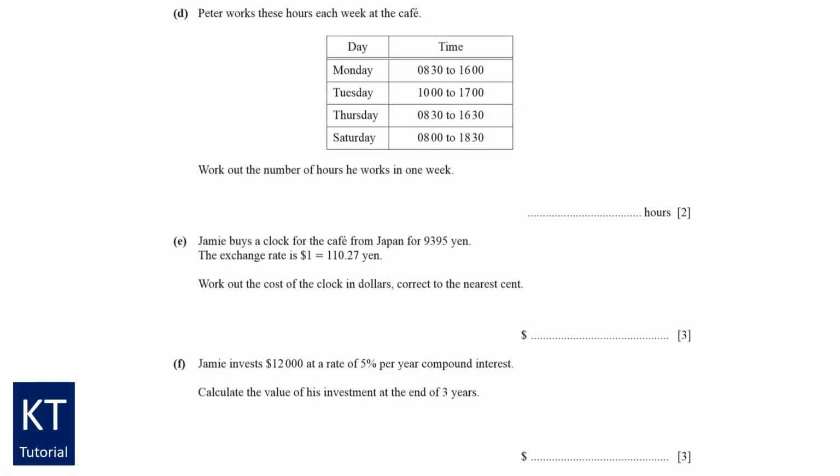Question 1D. Peter works these hours each week at the cafe. Work out the number of hours he works in 1 week. By converting the timings of each day into hours, they should sum up to 33 hours.